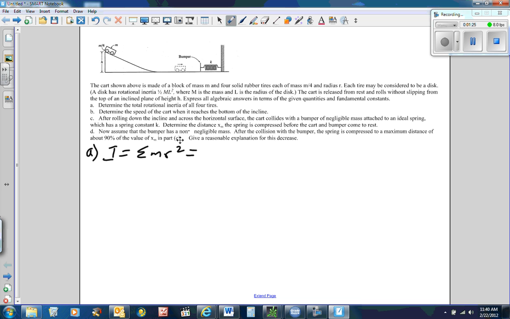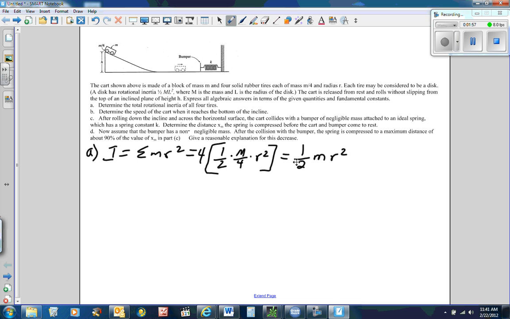We already know it's 1/2 mr squared, right? So it's actually going to be 1/2 M/4. We know that because they gave it to us right here. I just missed out on that when I first did it. It's times R squared. And then how many of those do we have is the question. We have 4 tires altogether. So that's going to give me a total rotational inertia for all 4 tires of 1/2 mr squared.